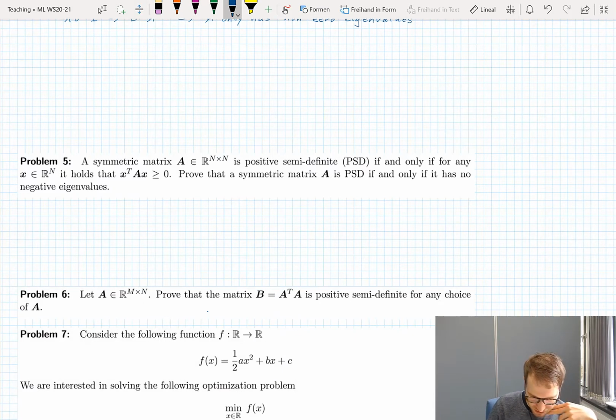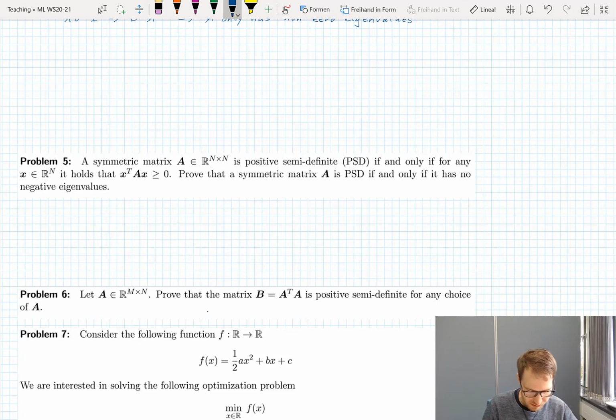Okay, problem 5. The symmetric matrix A is positive semi-definite if and only if for any x it holds that x transpose A x is greater or equal to 0. Prove that a symmetric matrix A is PSD if and only if it has no negative eigenvalues. PSD will become important later on when we talk about kernels. And in general, it's an important property to have in various different cases.